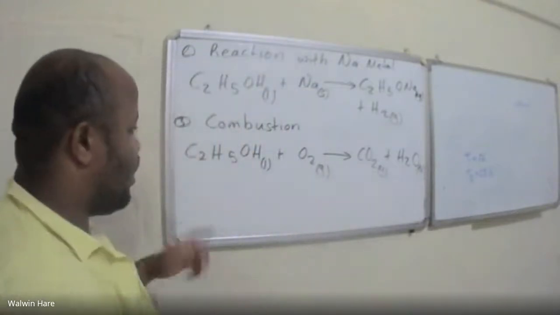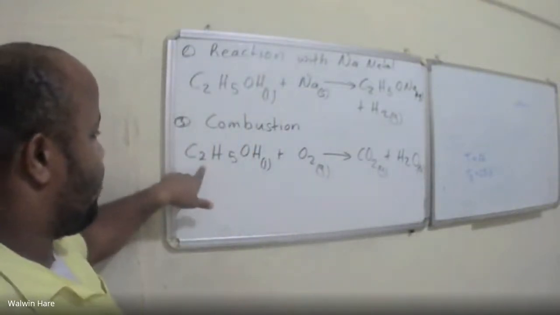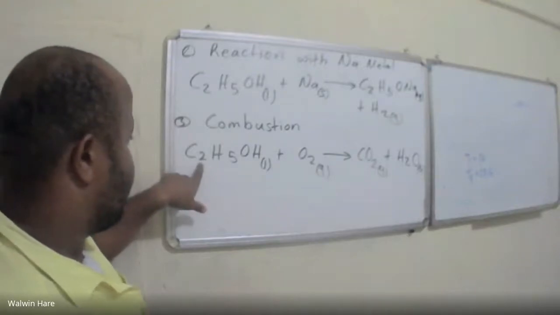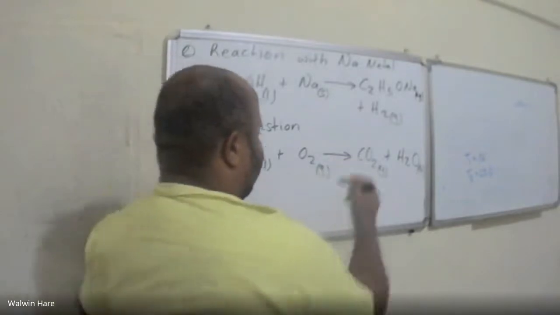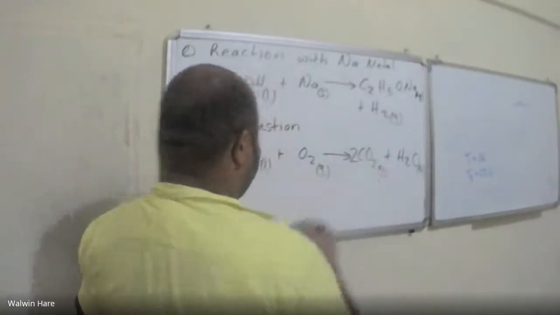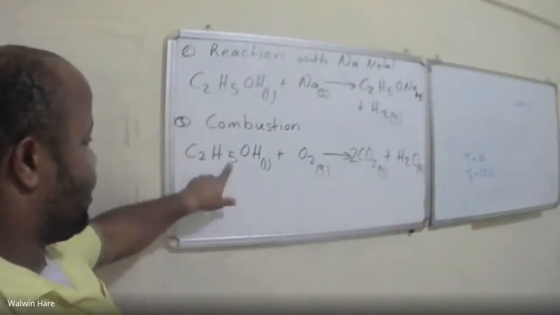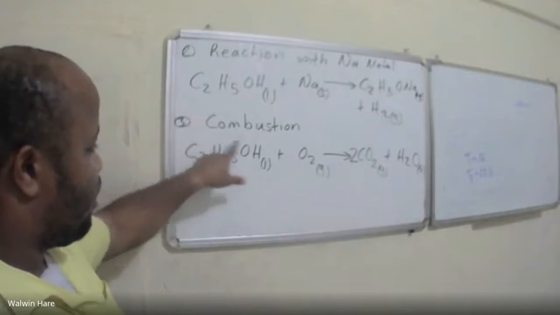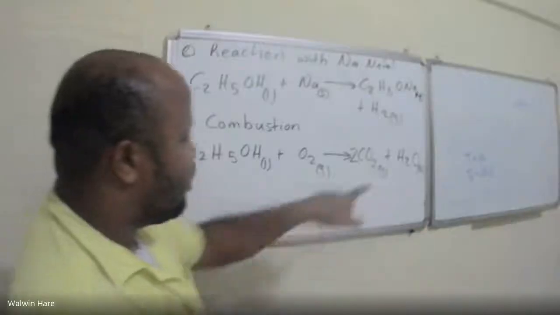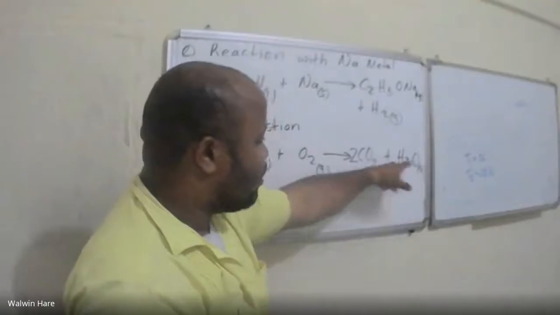All right, so again, how many carbons do we have here? 2. So how many do I need here? 2. All right. How many hydrogens are present overall? 6, right? So what number should go here? 3. All right.